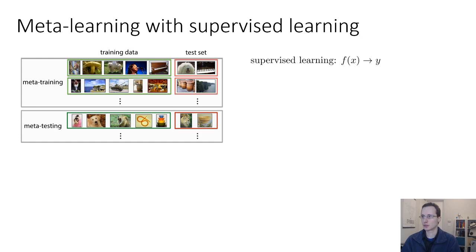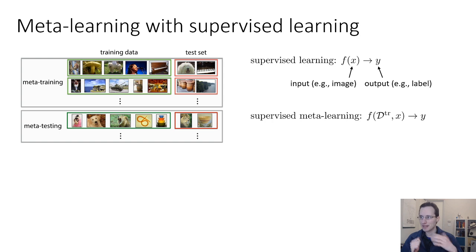So in supervised learning, at a very, very high level, we learn some function f that maps from inputs x to outputs y. So your input might be, for example, an image, and your output y might be a label. In meta-learning, we learn a function that maps from a training set that I'm going to refer to as D_train and a test image x to its corresponding label y.